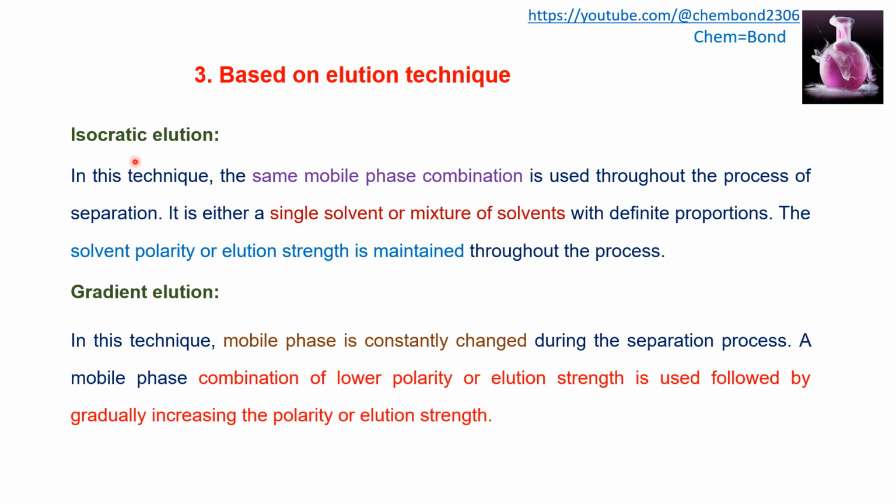While in isocratic elution, a single solvent or a mixture of solvents is used throughout the process, and there will be no change in the polarity of the solvent from start to end. While in gradient elution, there is a change in polarity from lower polarity or elution strength to higher polarity or elution strength.